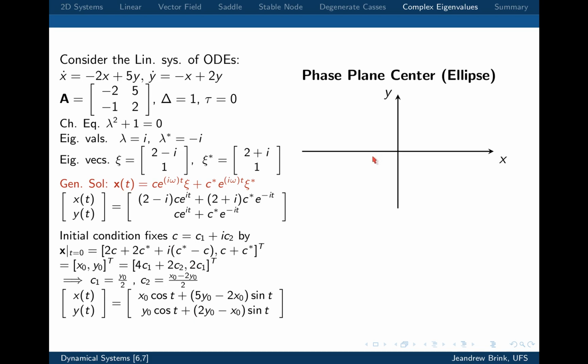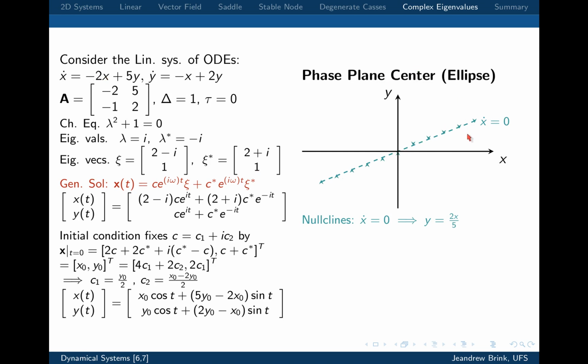Okay, so to draw this thing, and this is where it becomes important, you no longer have eigenvectors you can draw. So the first thing you draw, once again, is the easiest thing. You draw the null lines. When x dot is equal to 0, you have that y is equal to 2 over 5, and you put in the arrows.